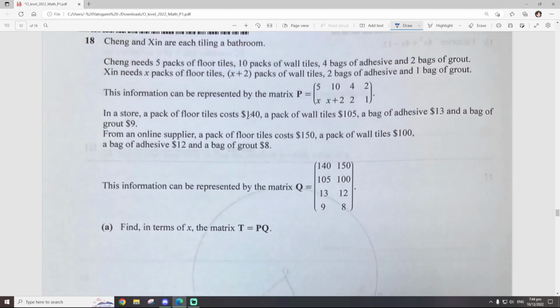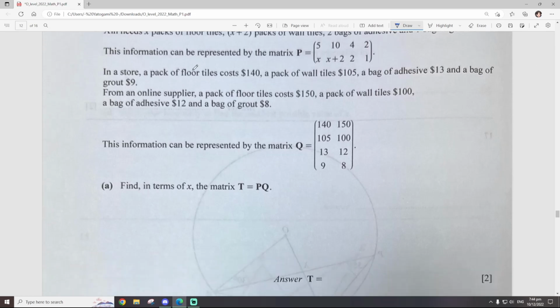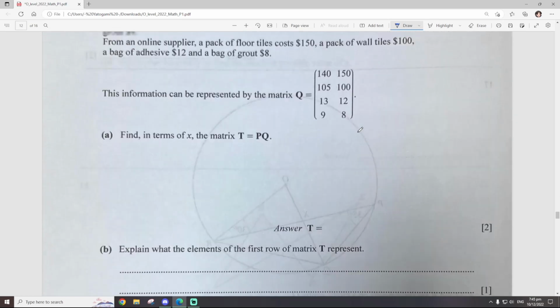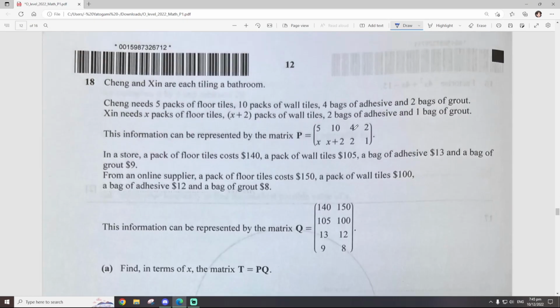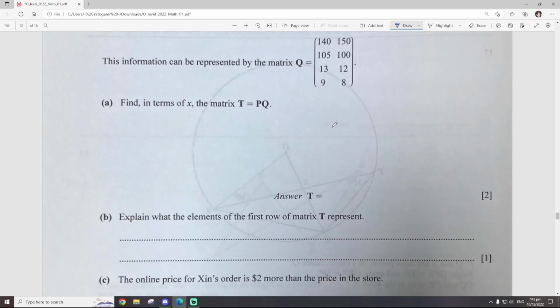Cheng and Xin each tiling a bathroom, matrix question. Okay, 5 floor tiles, 10 wall tiles, 4 adhesive, 2 bags of grout. Xin needs x plus 2, 2 and 1. We have a matrix P, and in the store the parts needed are in this price, and this information is represented by Q. Find in terms of x the matrix T equals PQ. So you're multiplying a 2 by 4 matrix with a 4 by 2 matrix, so the result will be 2 by 2.